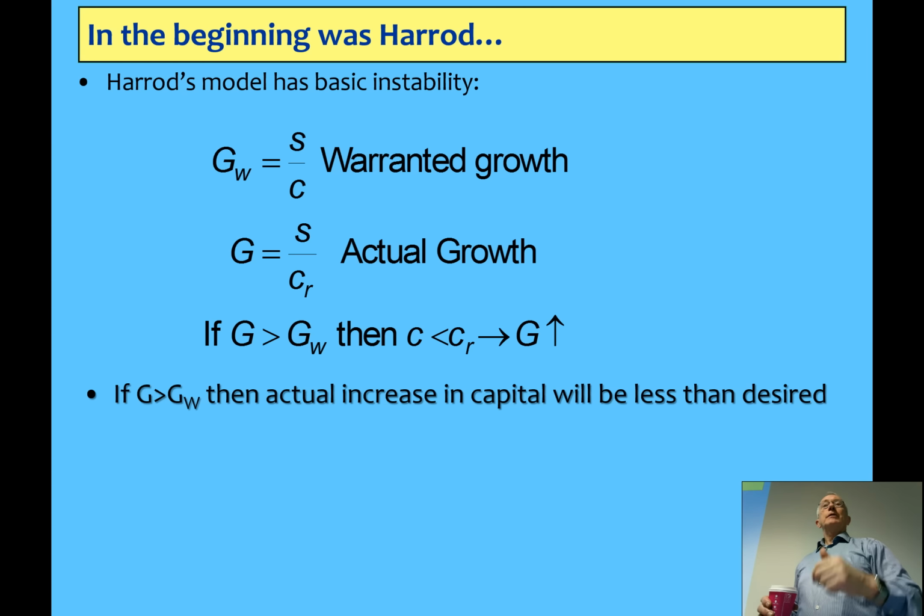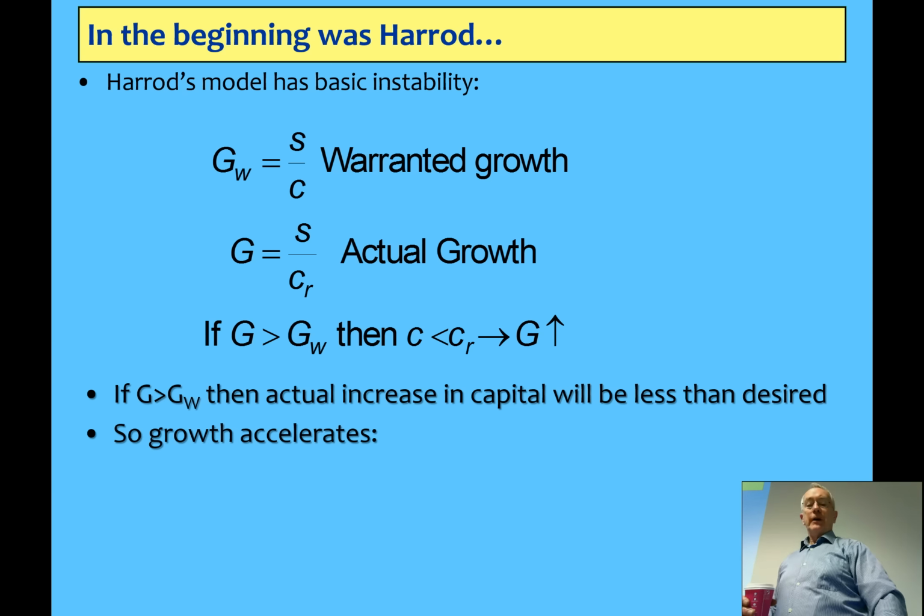So that means that as well as the customers demanding more Coke, the shop then demands 3 times as much, and the demand for Coke skyrockets. Okay? And then that process leads to further growth, and you get an accelerating trend away. So in his argument here, if the actual growth rate is greater than the warranted growth rate, then the actual increase in capital is less than the desired rate.